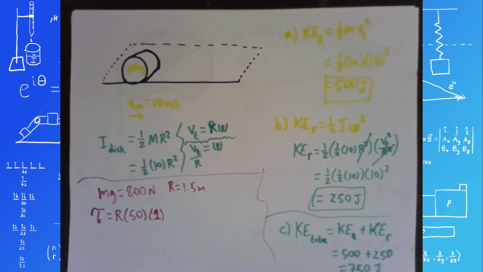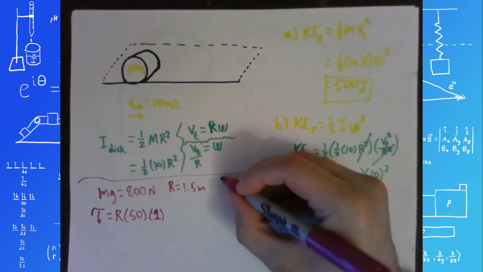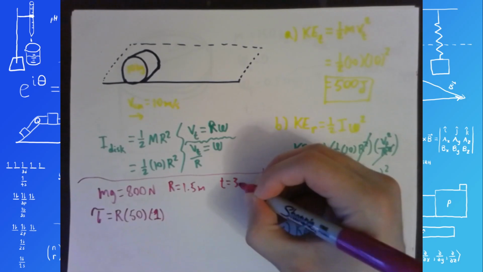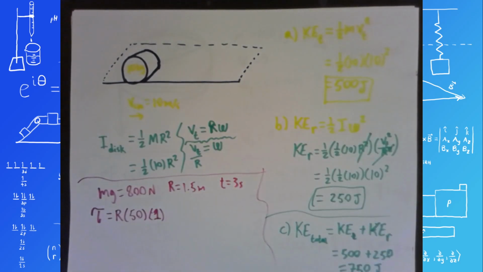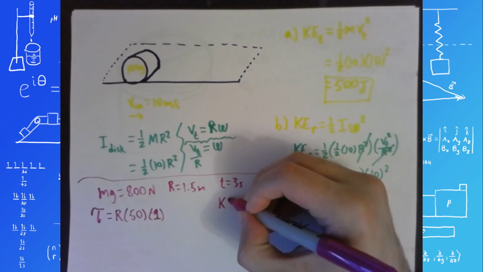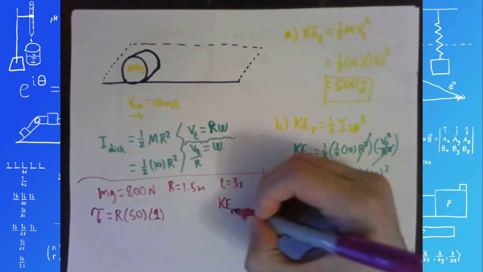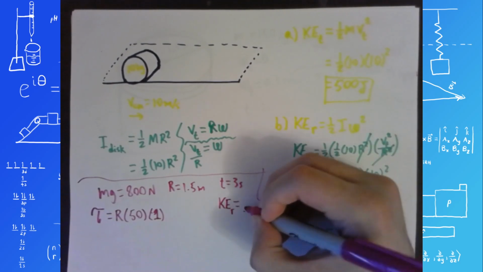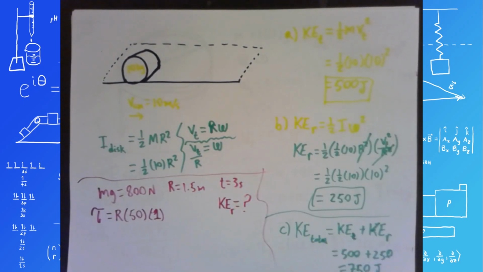Find the kinetic energy of the merry-go-round after 3 seconds. They gave us t equals 3 seconds. And they want the kinetic energy of the merry-go-round. So the merry-go-round is just going to spin in place. It's not going to move, so all of its kinetic energy is going to be rotational kinetic energy this time. And that's what they're asking us to find.